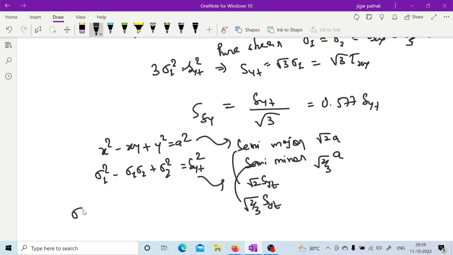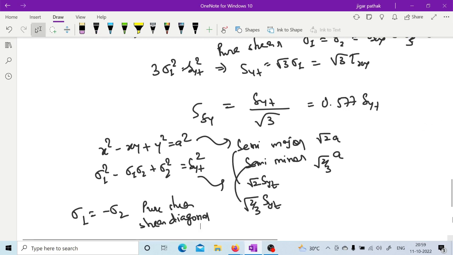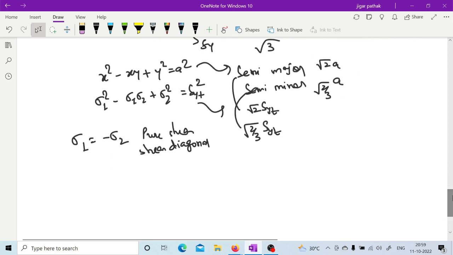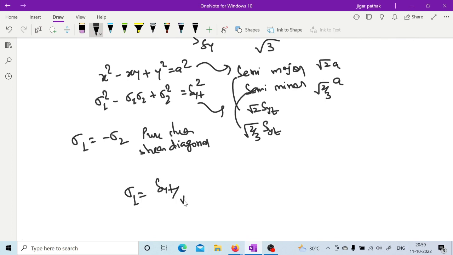And one last thing, here also you will have sigma 1 equal to minus sigma 2 for the shear diagonal and pure shear. If you put this value of the shear diagonal in the equation mentioned above, you will again get sigma 1 equal to SYT upon root 3. That is what we already discussed.